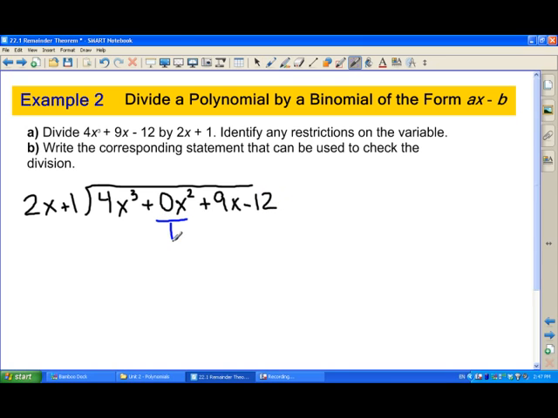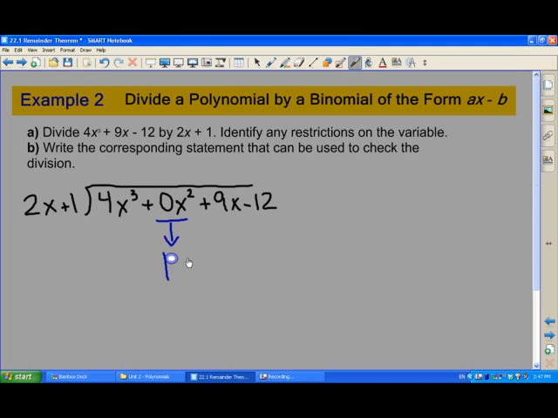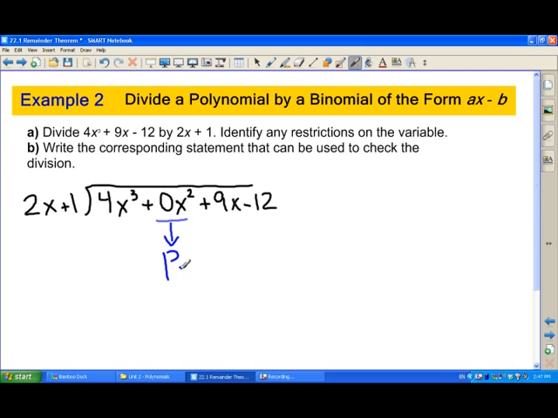This value of 0x squared is simply just a placeholder. We use it to make sure, just like if we had the number 101, we need a 0 in the middle of 101 to hold that place. So we do this the same way.